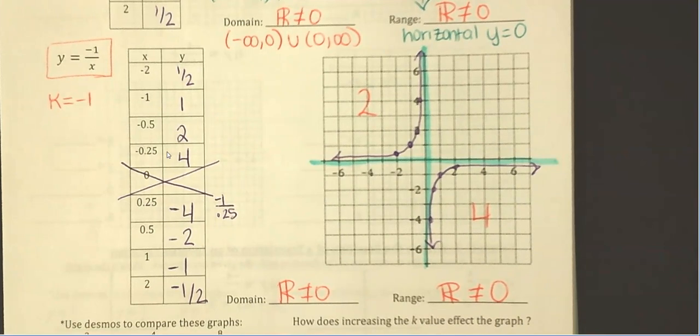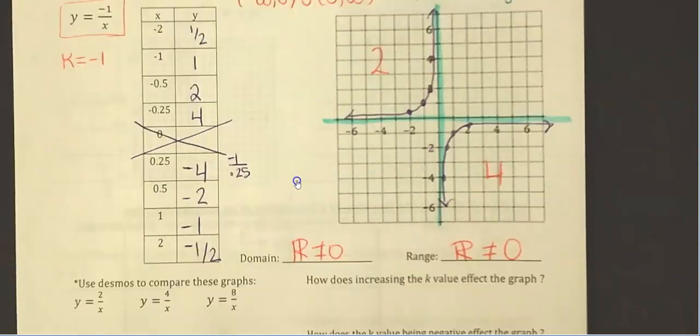These are not shifted. If we shift these graphs, that will affect the domain and range a little bit, but if it's not shifted, it should just be x is not equal to 0, y is not equal to 0, everything else gets covered.